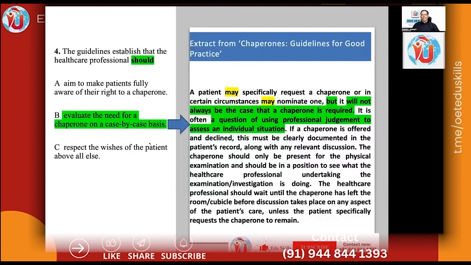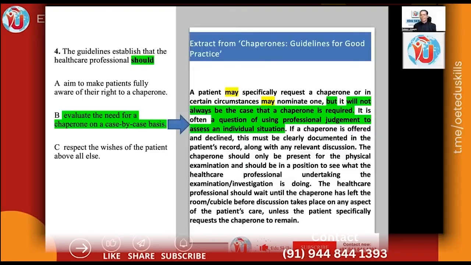Need not explain it. It is clearly given here. You have a contrasting word here, right? But a patient may specifically request a chaperone or in certain circumstances may nominate one. But when there is a contrasting word, the answer must be immediately after that.